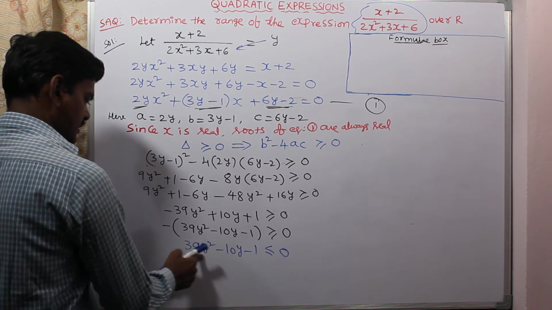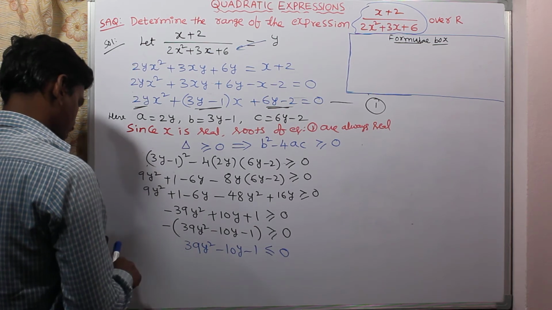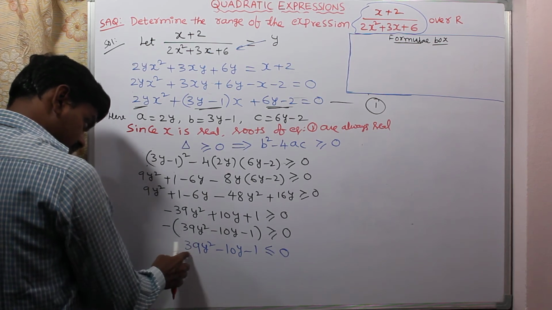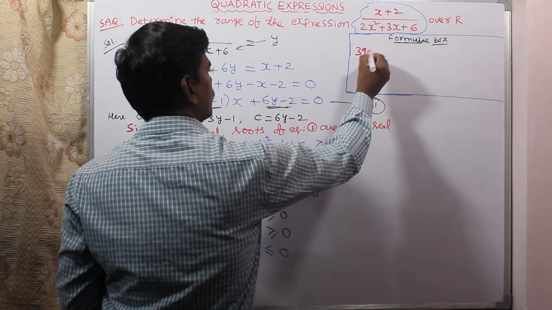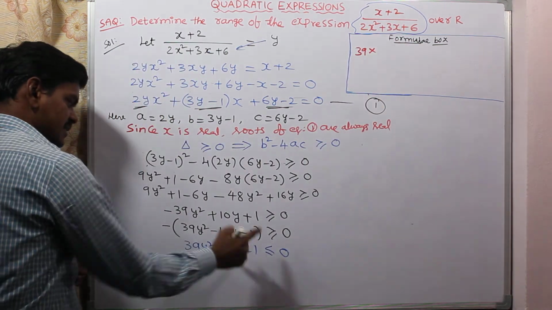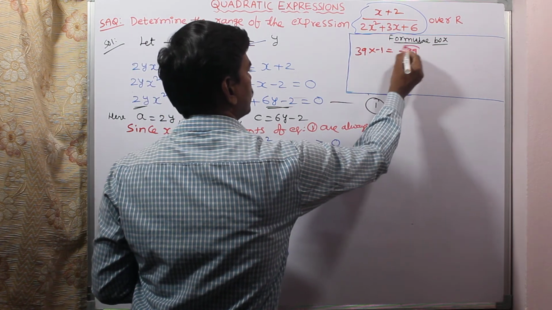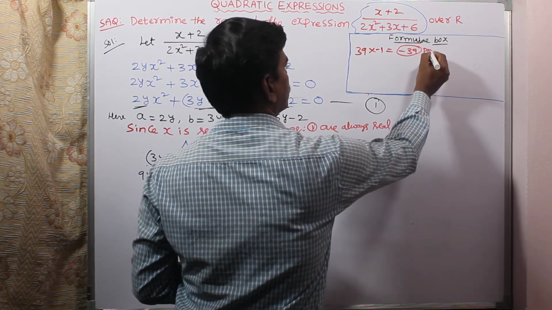So now the LHS is a quadratic expression, so we have to go for the factorization method. So how do we find the factors? Multiply the coefficient of y square and the constant. Here the coefficient of y square is 39 and the constant is minus 1. 39 into minus 1 is minus 39. So minus 39 is the product.